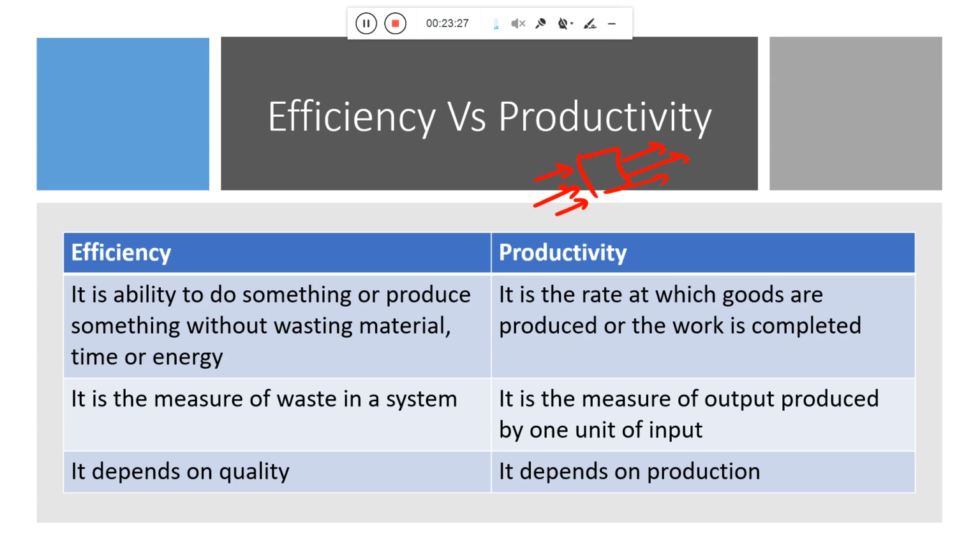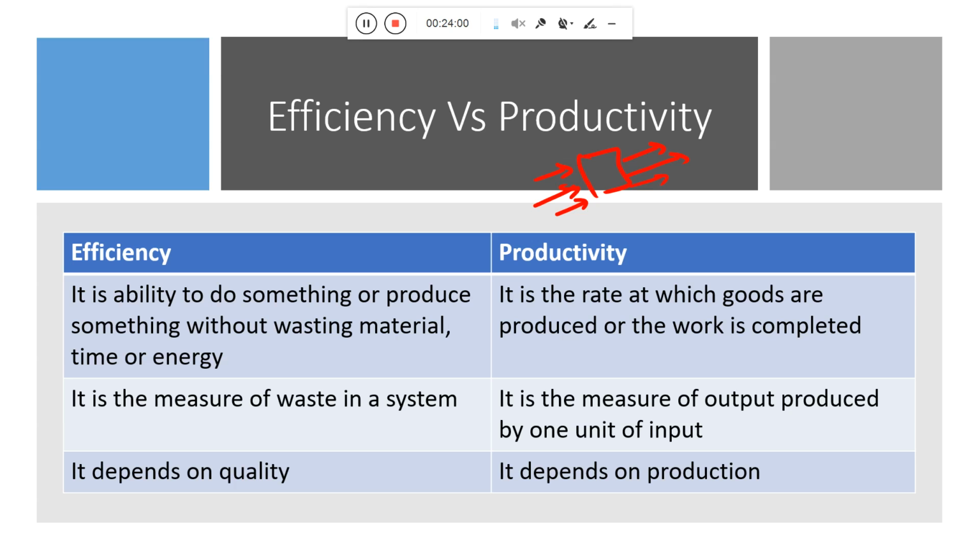I am not talking about reducing the wastage of the material, reducing the time, meaning processing time, and the energy. The motto is that you need to reduce the input, but I'm not talking about the wastage of the material. But in terms of the efficiency, it is the ability to do something, produce something without wasting material, time or energy. So that is the difference between these two things.